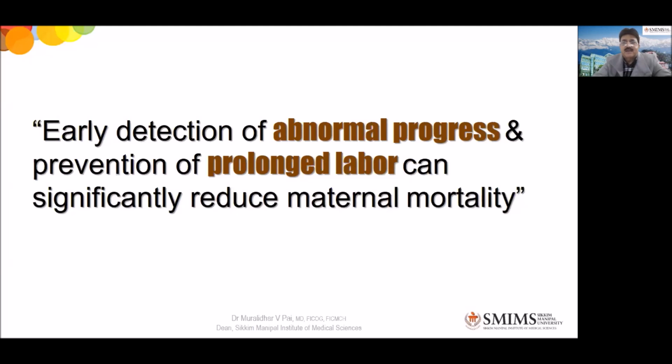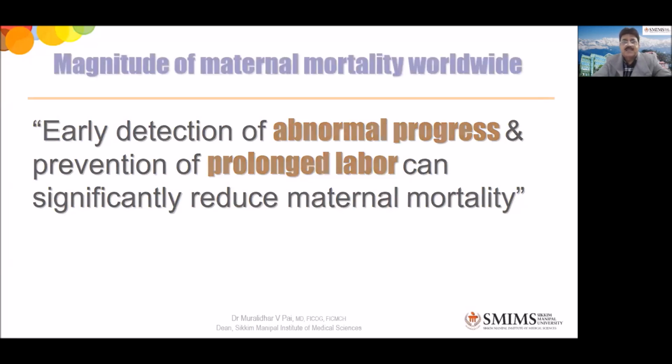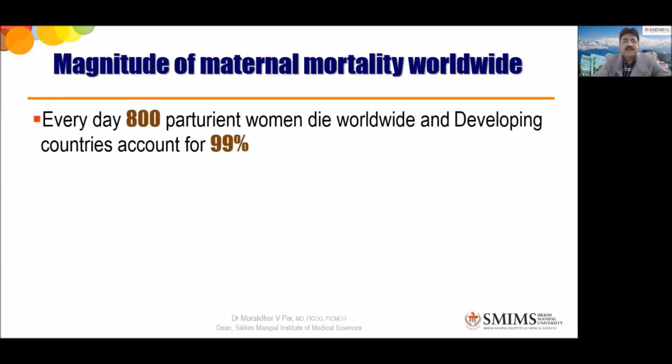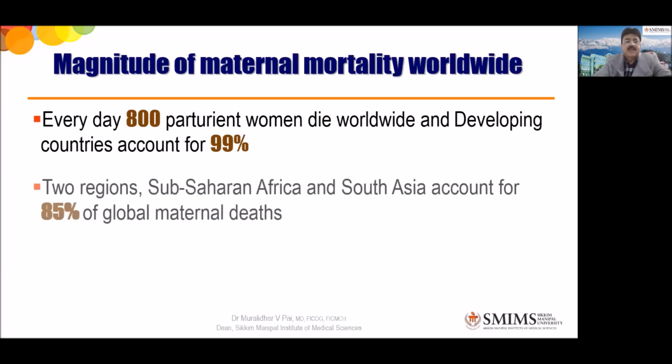So it's very clear that we have to monitor the progress of labor and detect the early slowing down, or detect whether the patient is heading towards obstructed labor, so that we can take timely action and reduce maternal mortality. Before we go further, let's look at the magnitude of maternal mortality worldwide. Every day, 800 parturient women die worldwide, and developing countries account for 99% of it.